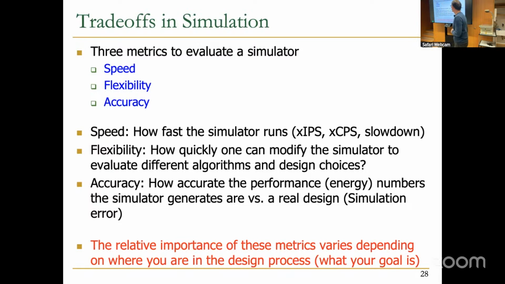And the relative importance of these metrics varies. It depends on where you are in the design process and what your goal is. Maybe I don't care about speed as much, but usually you do. Usually you have requirements with these, and usually you can get 2 of these and not 3 of these. Can you get all 3? I think if you get the second one, there's a high chance you get all 3.